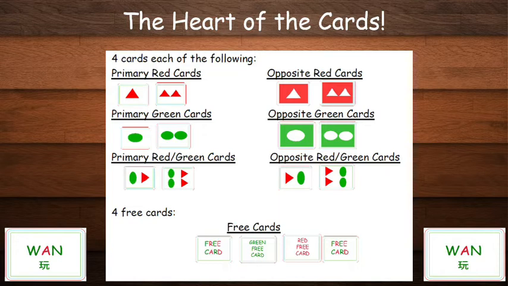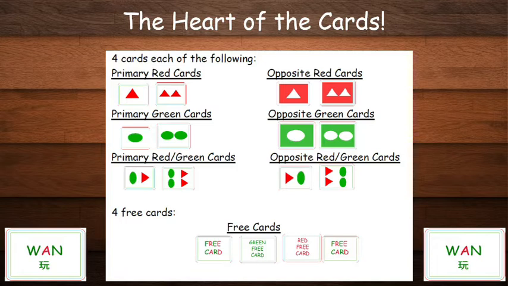And then we have free cards, and the free cards can replace any card of their color. So red free cards can replace any red card. Green free cards can replace any green card. And the Christmas one, the red and the green one, can replace any card in one. Okay. Everybody cool with that?